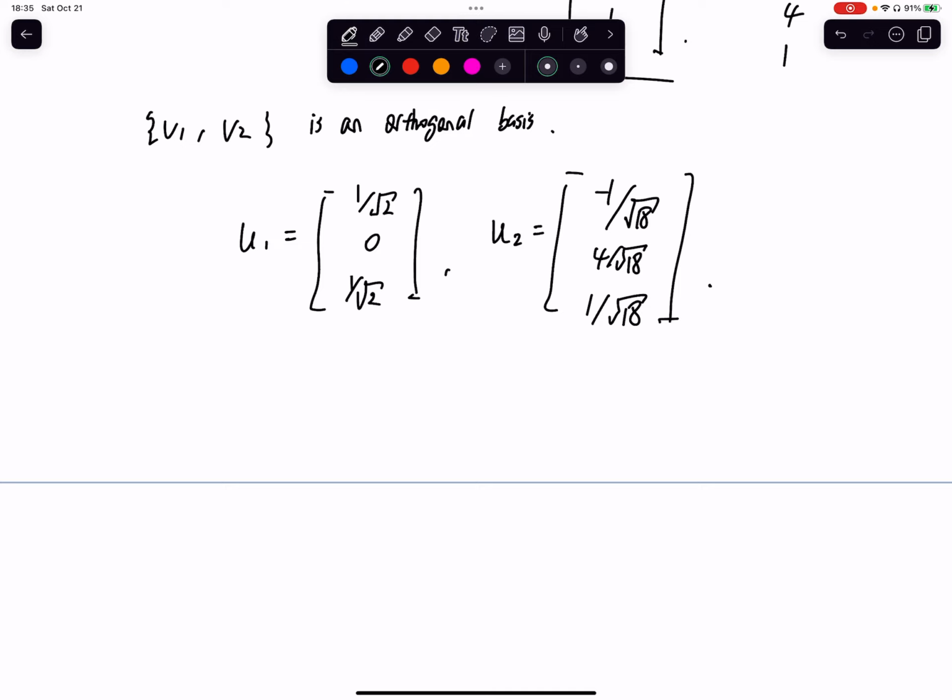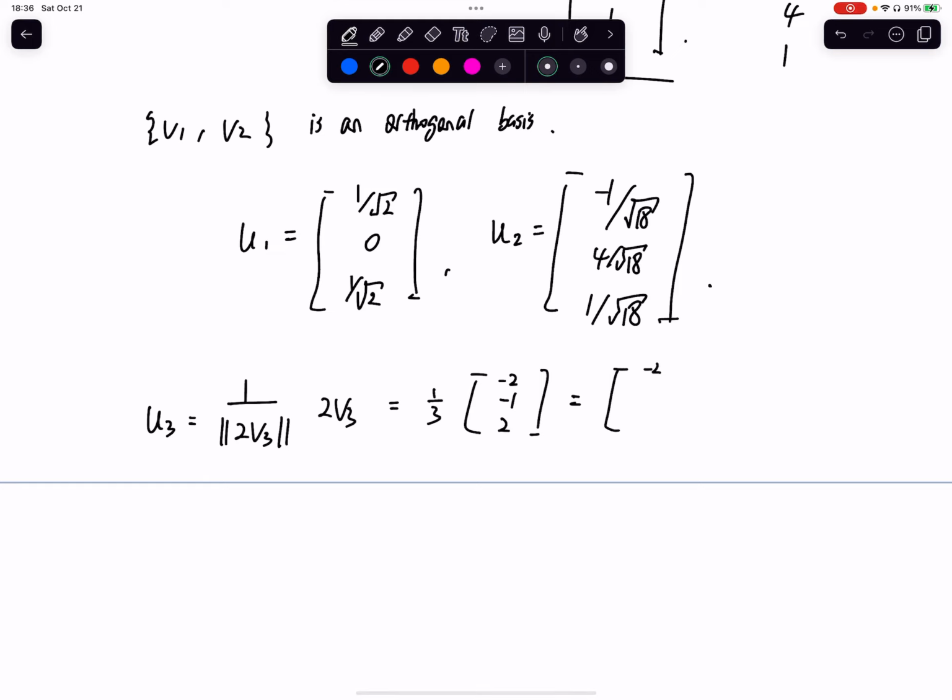The orthonormal basis for the eigenspace when lambda is minus 2 is just u3 equals 1 over the norm of 2v3 times 2v3. So that is (1/3)(-2, -1, 2), which gives us (-2/3, -1/3, 2/3).